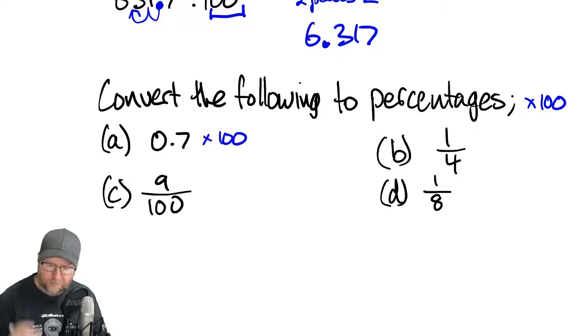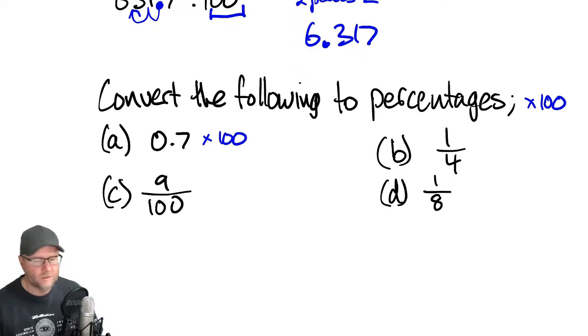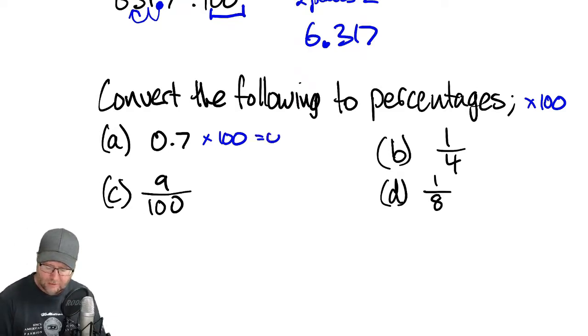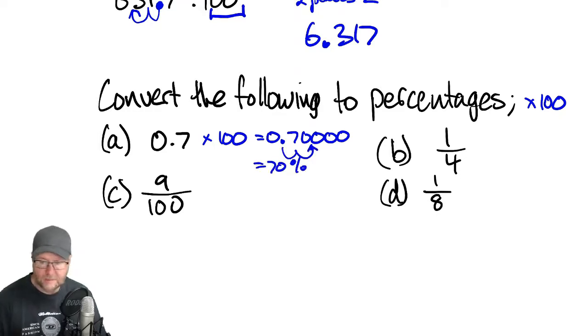Multiplied by 100. And remember, just like we did in the previous question, that means moving the decimal point 2 places to the right. So I don't have any places there, so I can put some trailing zeros, and I move it 2 places, and it ends up after the first 0, so it's 70%. All right, multiplying by 100.